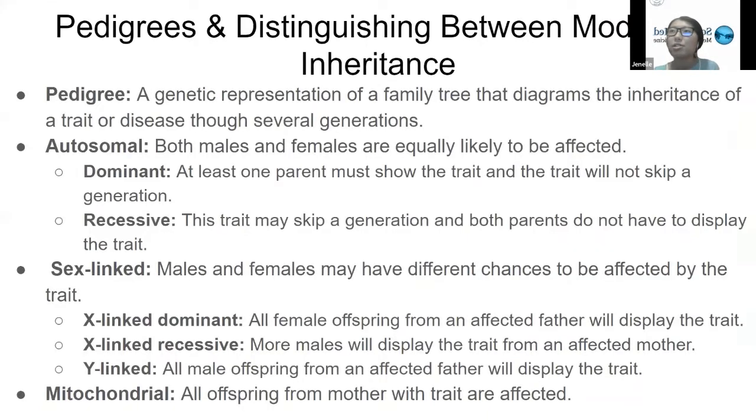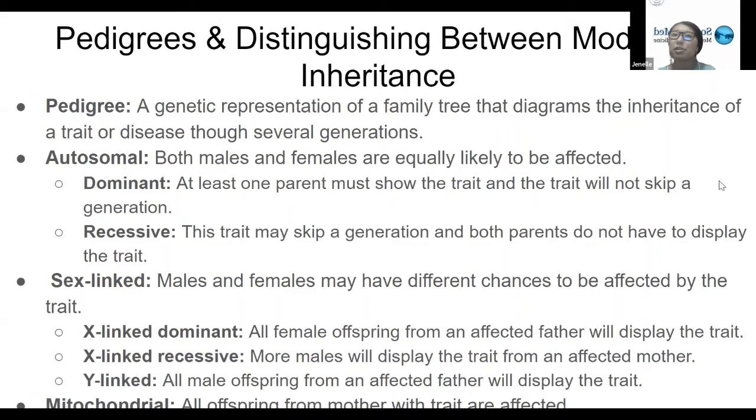And then I also wanted to talk about pedigrees and distinguishing between modes of inheritance, because sometimes they'll give a question in which they just show a pedigree and expect you to be able to answer if it's autosomal dominant, autosomal recessive, sex-linked, those types of answers. So just to go over what a pedigree is, a pedigree is a genetic representation of a family tree that diagrams the inheritance of a trait or disease through several generations. It's basically like a family tree.